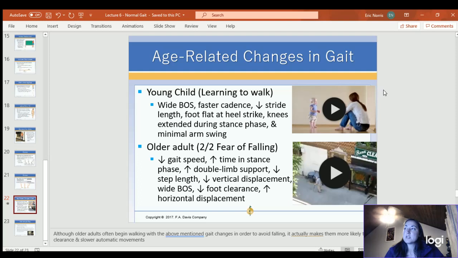I do want you to take a look at the videos. The one with the child is a little bit long. You don't have to watch it all, but just to notice these changes in the gait pattern with children who are learning to walk. And then with the elderly as well, just to notice some of the common gait changes.